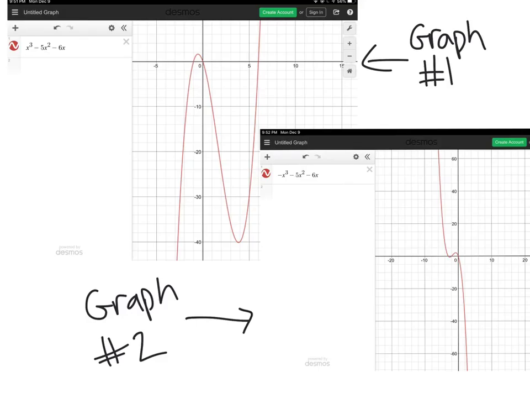In the first graph, you know the end behavior is down, up, because the degree of the equation is odd, and a is also greater than 0. So it's going to go down and then back up. In the second graph, you know the end behavior is up, down, because the degree is odd, and a is less than 0 because it's a negative. So it goes up and then down.